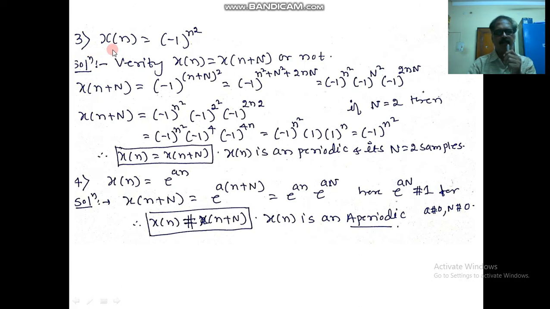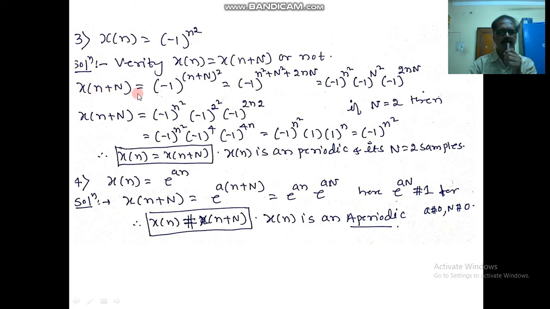Third problem, x of n equals (-1) to the power of n square. Again in this problem I have to check whether the given signal is periodic or aperiodic by verifying the equation x of n equal to x of n plus capital N or not. So let us calculate x of n plus capital N. X of n is given, I have to replace n with n plus capital N.